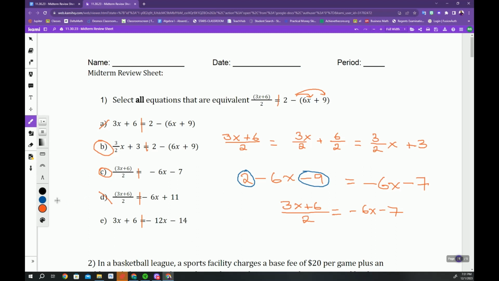Well, remember, we said to get rid of that denominator of 2, or to cancel it out, you would have to multiply the left side of the equation by 2. And what you do to one side, you must do to the other. Multiply the right side of the equation by 2.